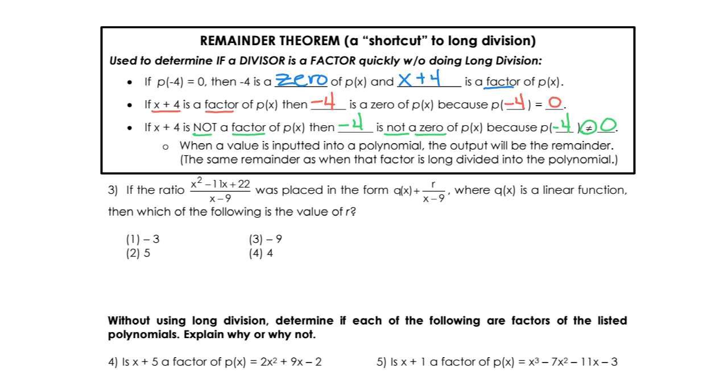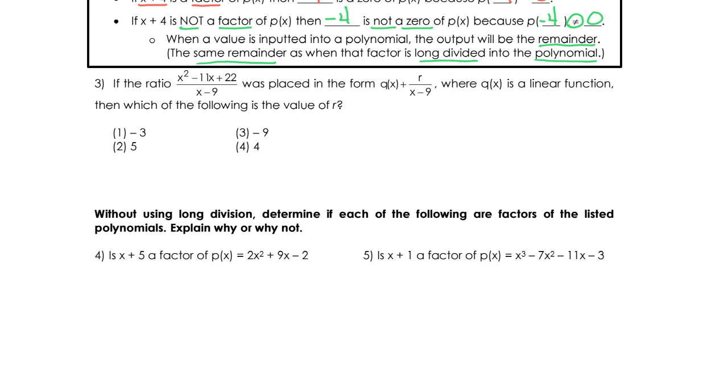Okay? When a value is inputted into a polynomial, the output will be the remainder. The same remainder as when that factor is long divided into the polynomial. So quick, easy way to tell if you have a remainder. All right, so let's go ahead and try number 3.